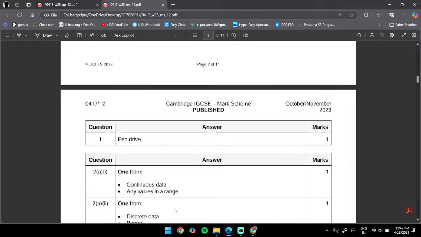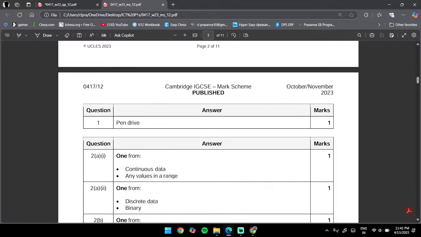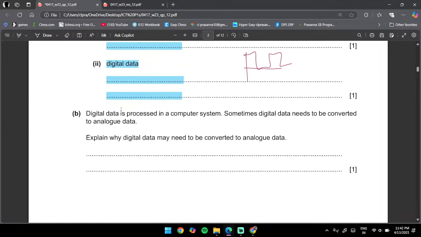So pen drive, continuous data, any values in a range, yes. Discrete data, binary, yes. So digital data is processed in the computer system. Sometimes digital data needs to be converted to analog data. Explain why digital data may be needed to convert it to analog data.